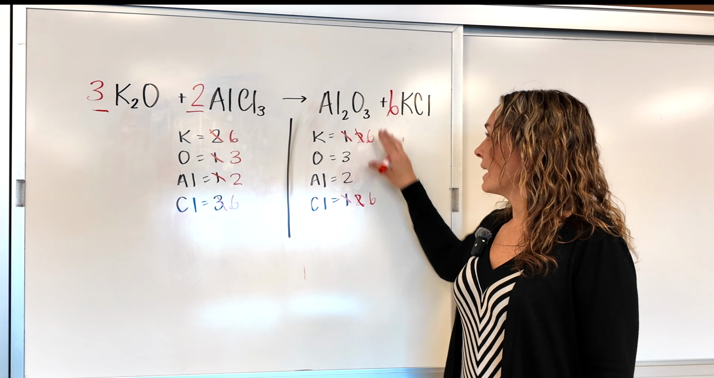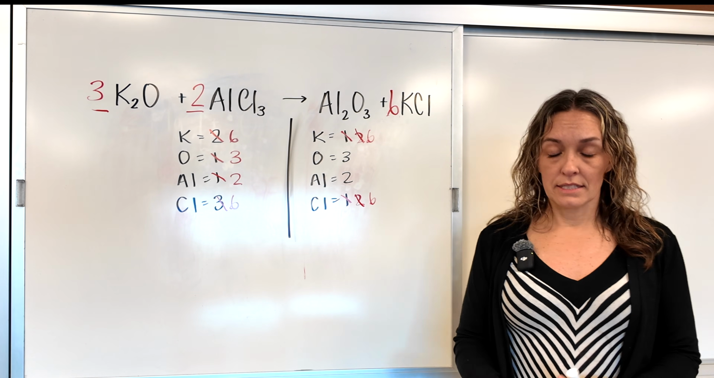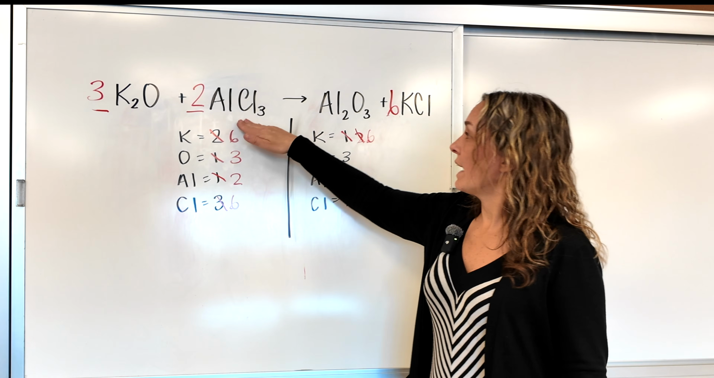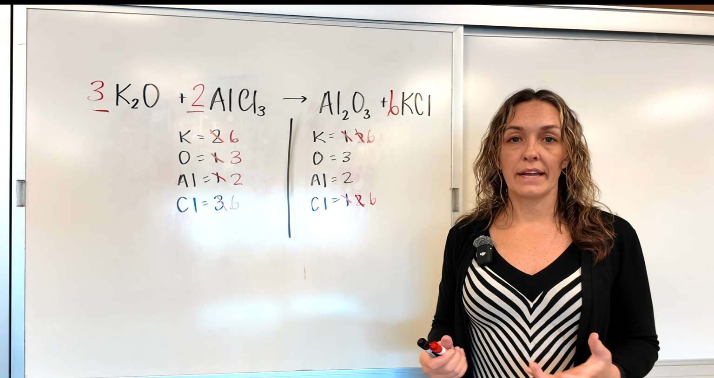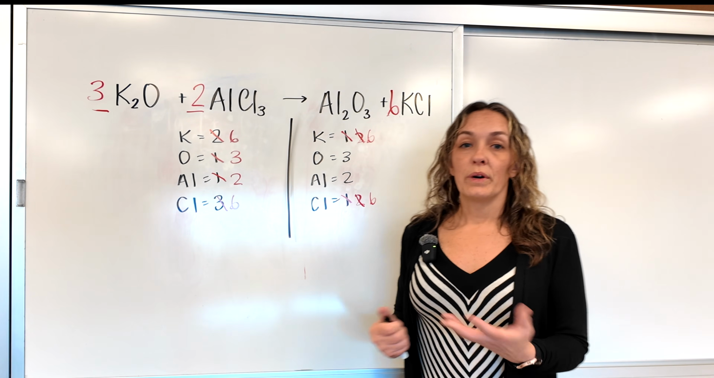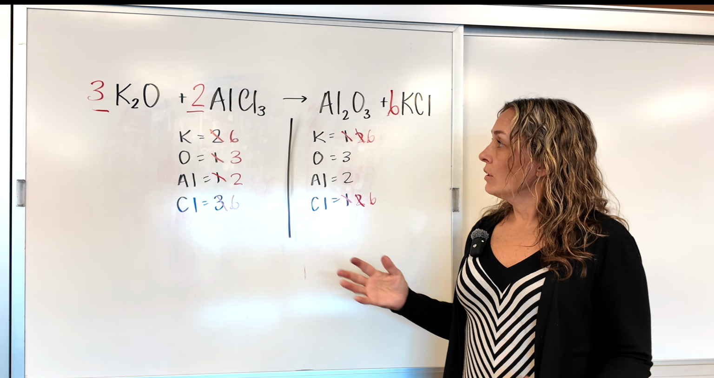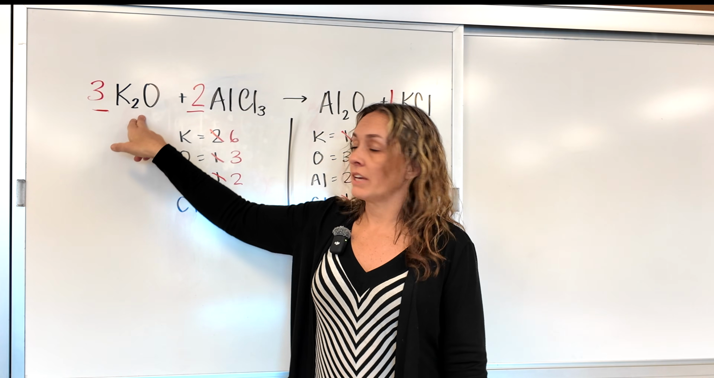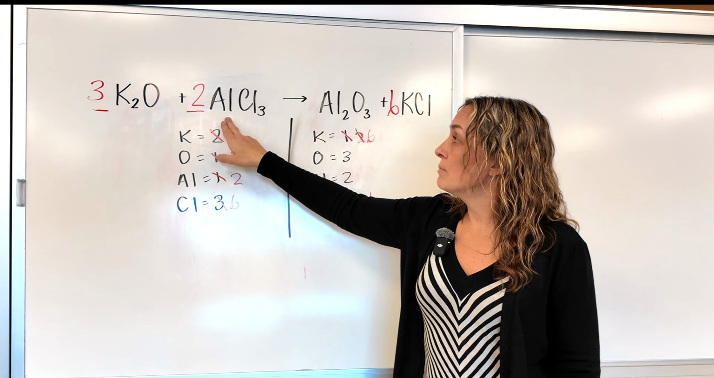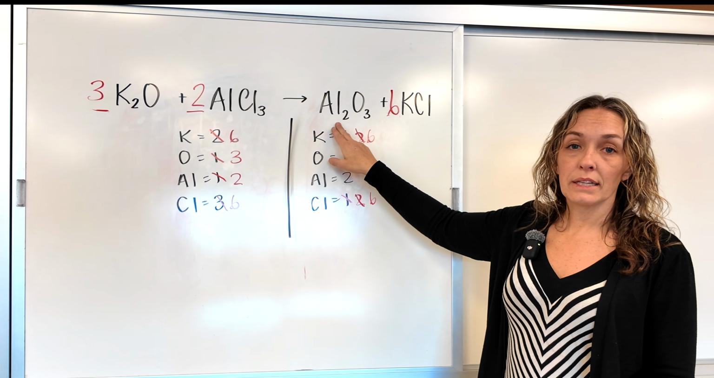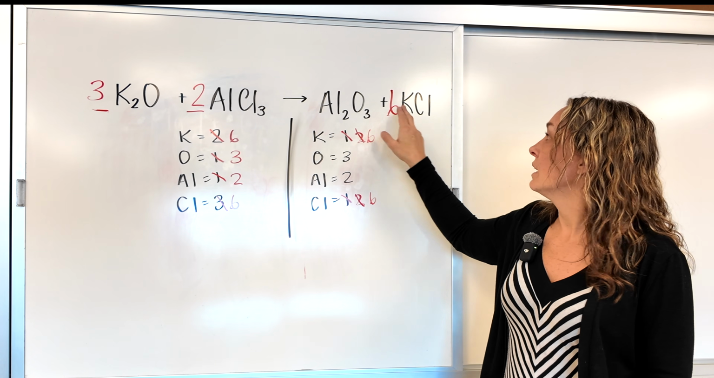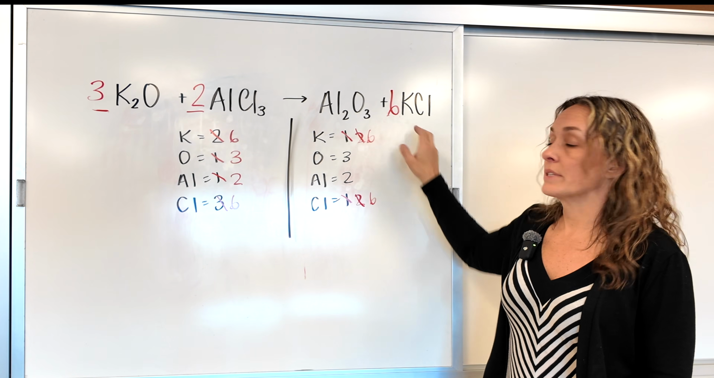As soon as both sides match, this is a correctly balanced equation that shows stable reactants and products, as well as the conservation of mass. No atoms have been created or destroyed. So what does this equation mean? Well, this means that 3 molecules of K2O react with 2 molecules of AlCl3 in order to produce 1 molecule of Al2O3 and 6 molecules of KCl.